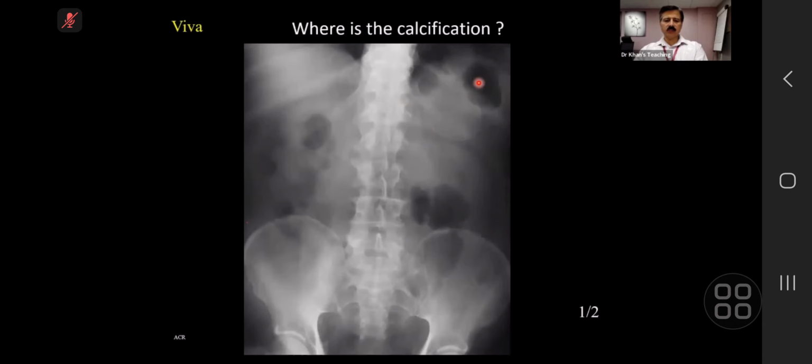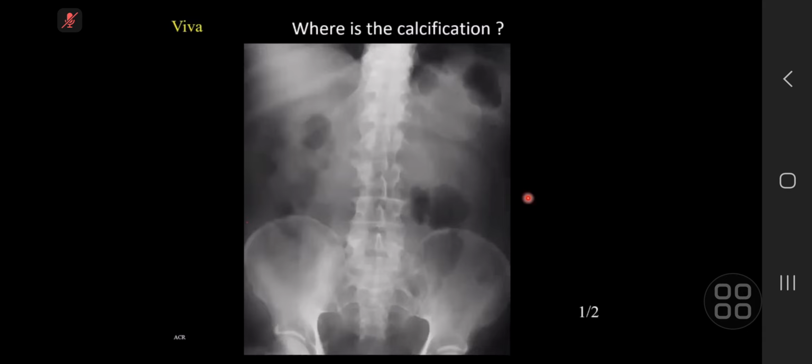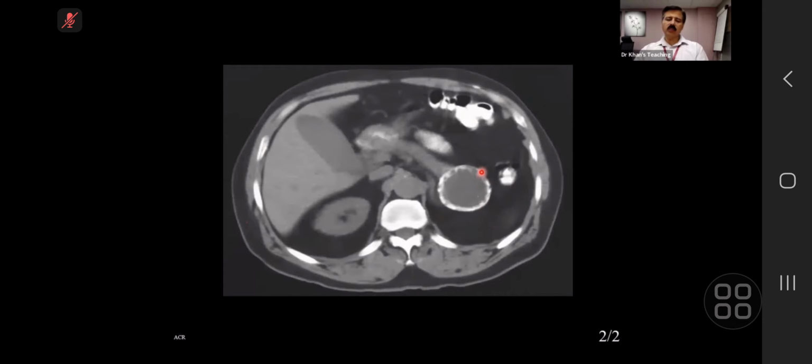Where is this calcification? So it's in the left upper quadrant as well. So pancreas, a pseudocyst, calcified pseudocyst, or. Excellent. Okay. So this was a pancreatic pseudocyst, and this one is sort of calcified.